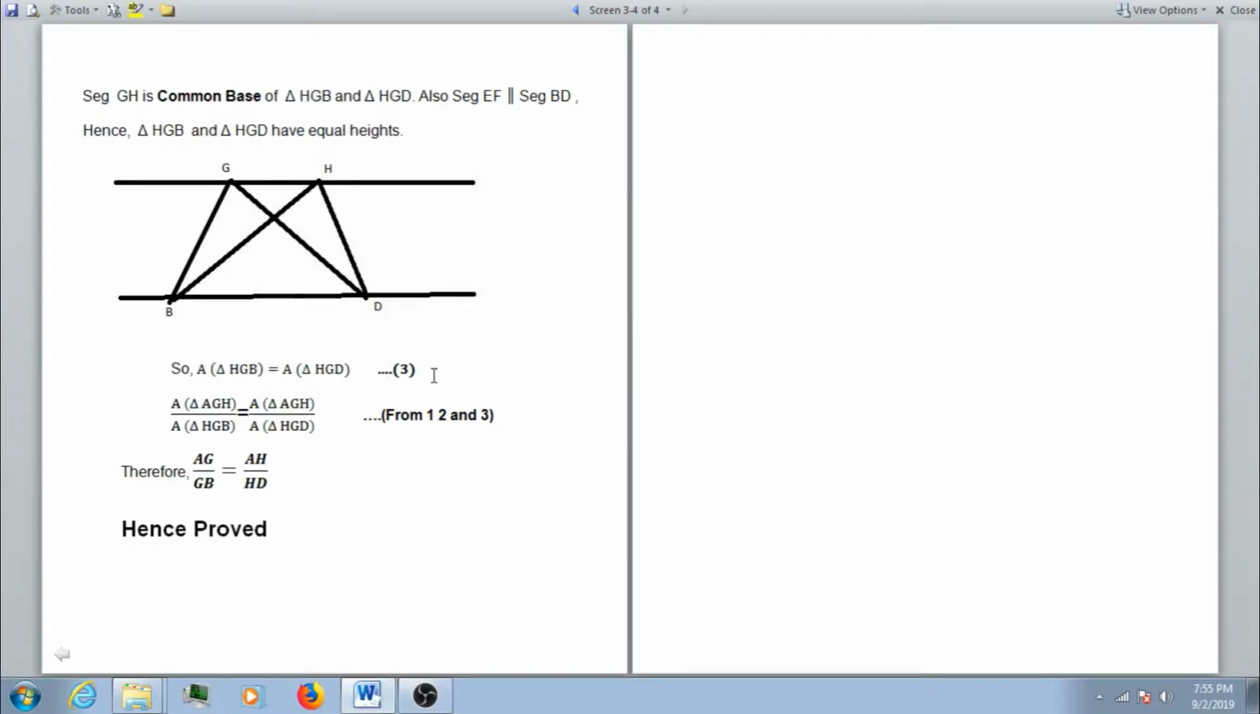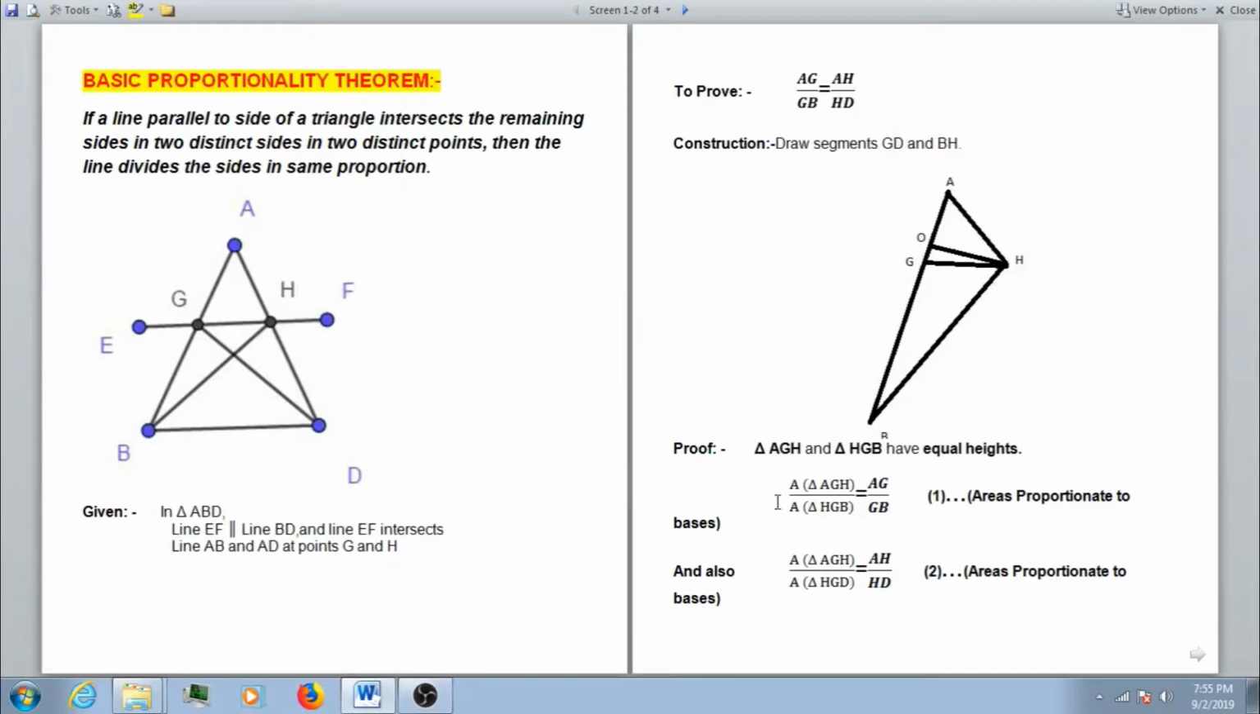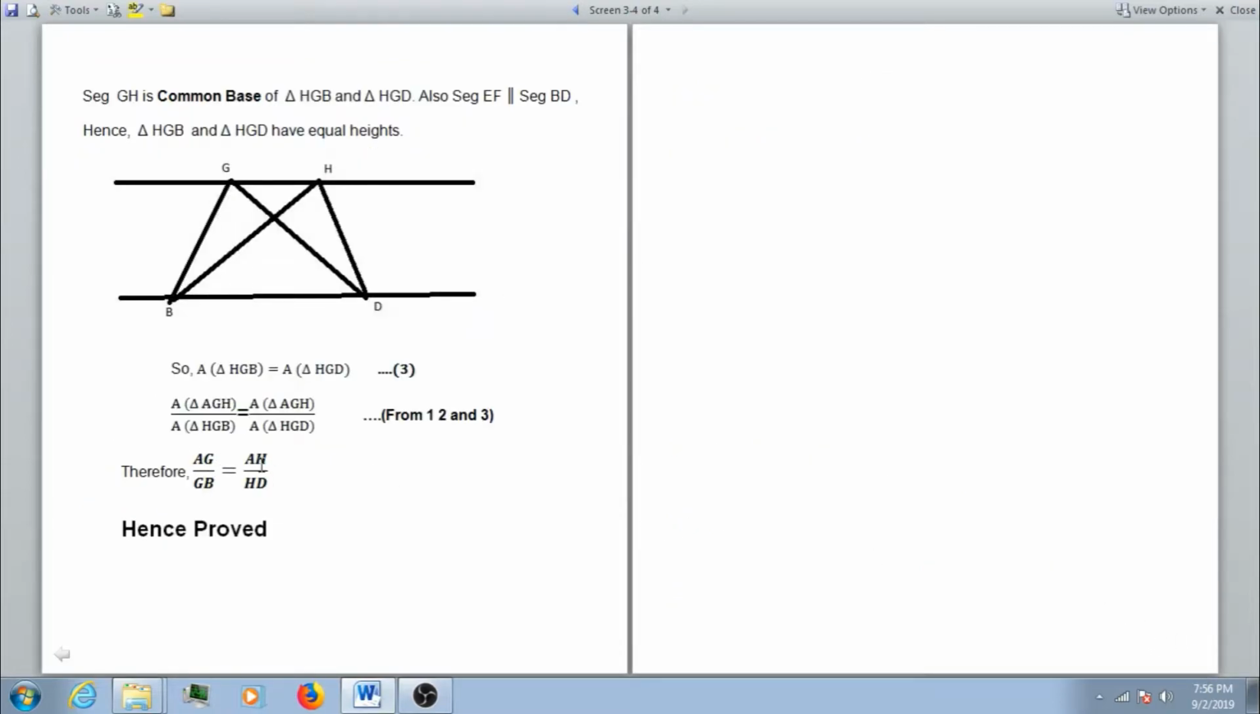So from results 1 to 3, since we have got the result that area of triangle HGB is equal to area of triangle HGD, we can say that these two ratios are equal. So AG upon GB is equal to AH upon HD. This was the result we were supposed to prove. Hence our theorem is proved.